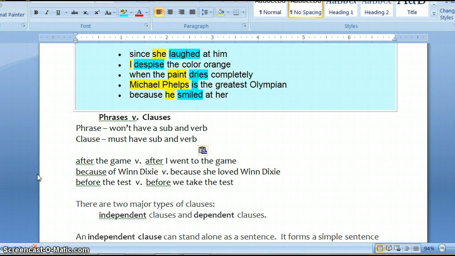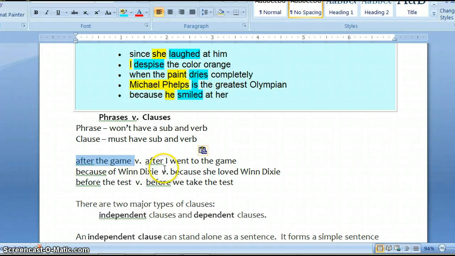So we remember from the phrase videos that a phrase won't have both a subject and a verb. It may have one or the other, but it won't have both. If it does have both, then it is a clause and it's not a phrase. So let's look at these groups of words here. Here we have a phrase, after the game. And I want you to see what it looks like when you have a clause.